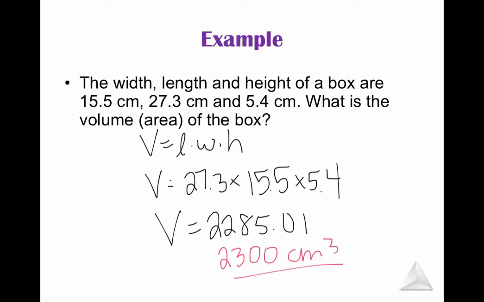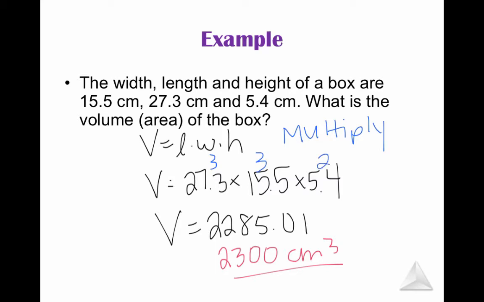I multiplied 27.3 times 15.5 times 5.4, and I got 2,285.01. However, we are multiplying. So because we are multiplying, we need to go to the least number of significant figures. 27.3 has 3 sig figs. 15.5, 3 sig figs. 5.4 has 2.